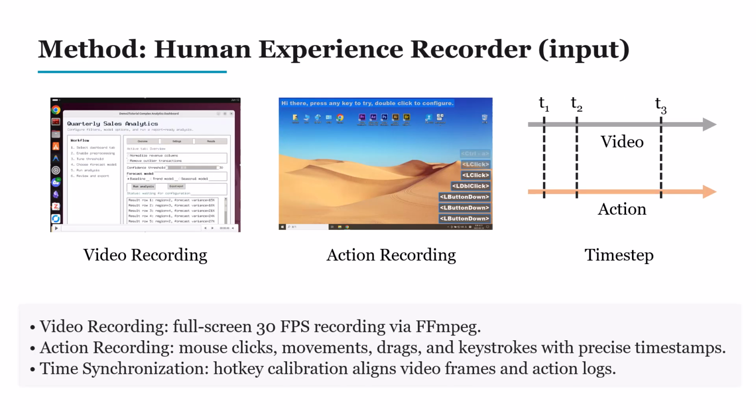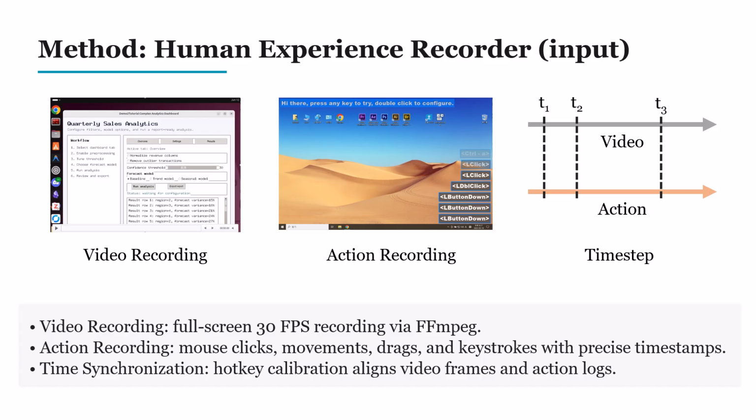Let me zoom in on the input side. The human experience recorder is important because a normal screen recorder only captures video. The authors argue that video alone is not enough for reliable tutorial generation, especially when the user performs fast clicks or keyboard operations. The HE recorder therefore captures three synchronized inputs.